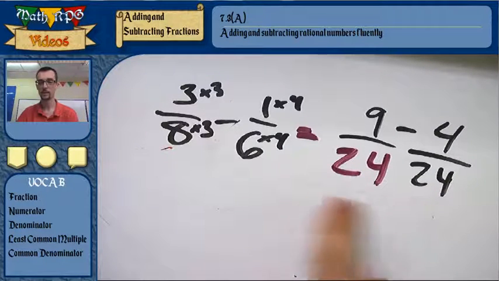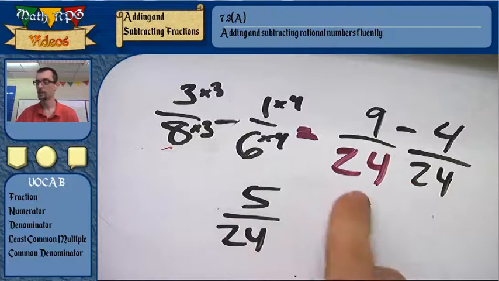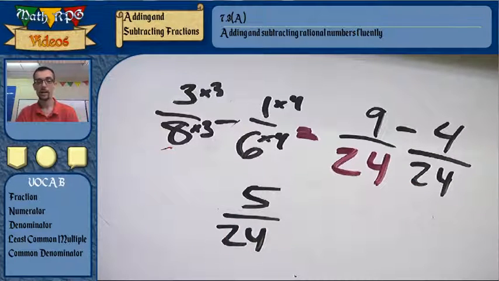Now I can just subtract because they have the same denominator. So 9 minus 4 is 5. So 5 24ths. And because that's the least common multiple, 24, I know that I can't reduce it anymore. I can't simplify anymore. That's already simplified as much as it is.